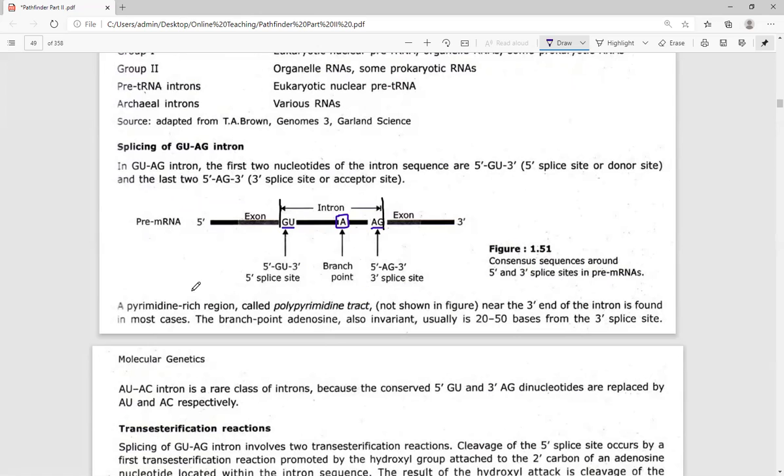A pyrimidine-rich region called the polypyrimidine tract, which is not shown in the figure, is found in most cases. The branch point adenosine is the most important nucleotide in the process of splicing, and it is usually 20 to 50 base pairs in length from the 3' splice site.